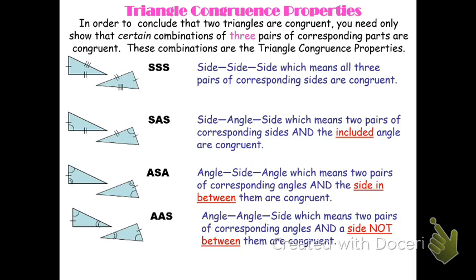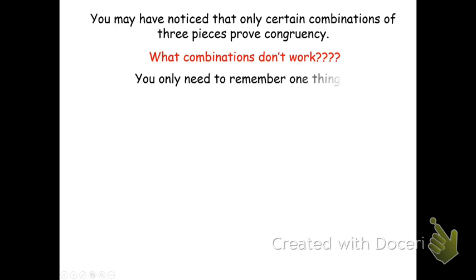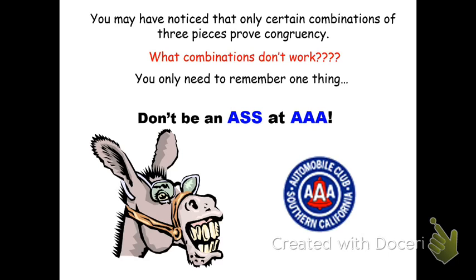Let's move on. Now you may notice that some combinations work and some don't. Well, here's a little saying to help you memorize this. The combinations that don't work can be remembered with just one thing. No, I'm not cussing at you. It just means this. Don't be an ass at AAA. This is how we memorize the little saying.